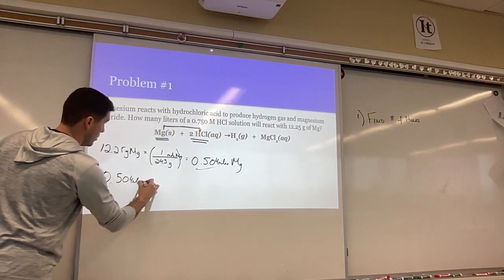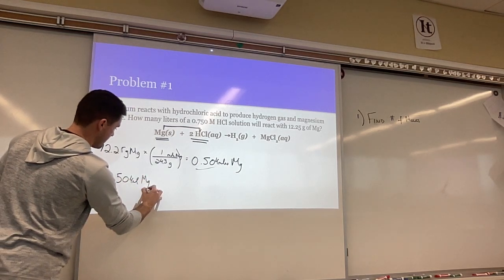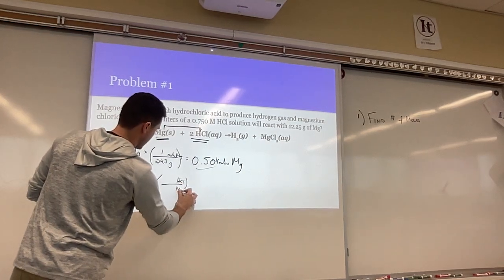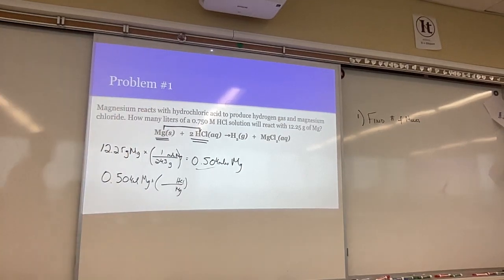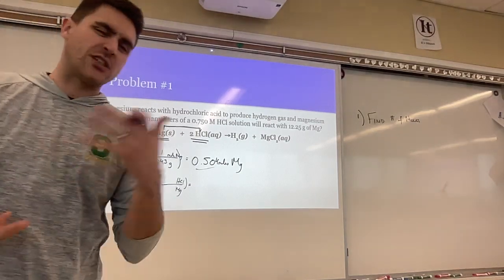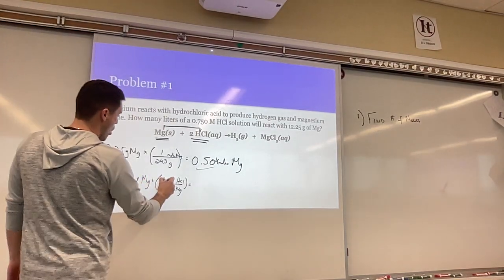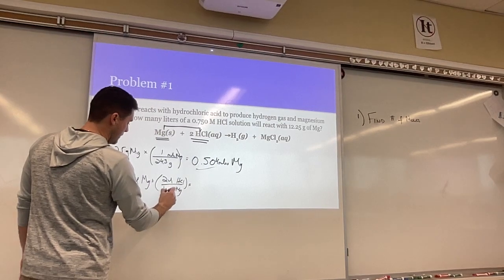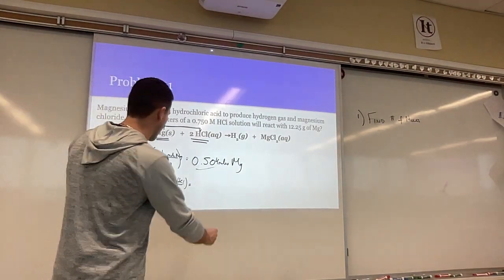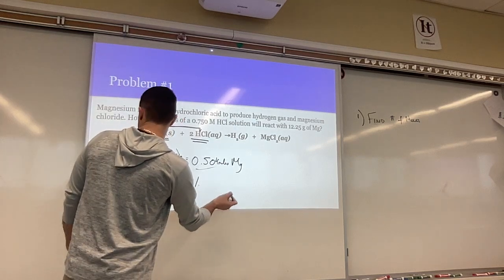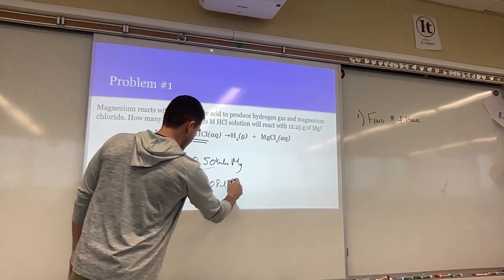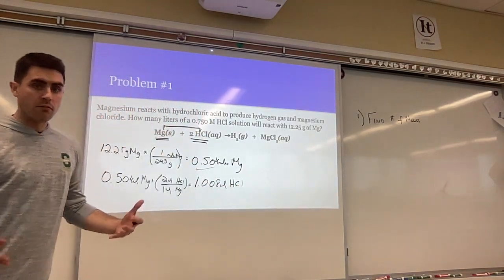I have 0.504 moles of Mg, and I want to find HCl. HCl is what I want. Mg is what I have. That goes on bottom. So I'm converting. I look at my balanced equation. My balanced equation shows me I have 2 moles of HCl for every 1 mole of magnesium. So this is my ratio. I balance it out. I find that I actually have somewhere near 1 mole. 1.008 moles of HCl. Basically 1 mole of HCl.